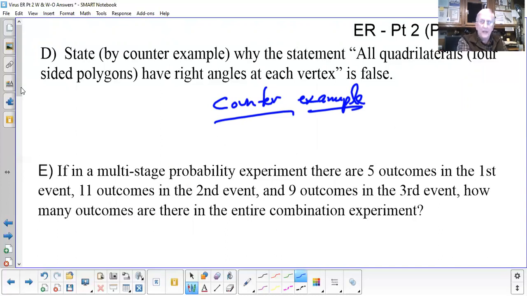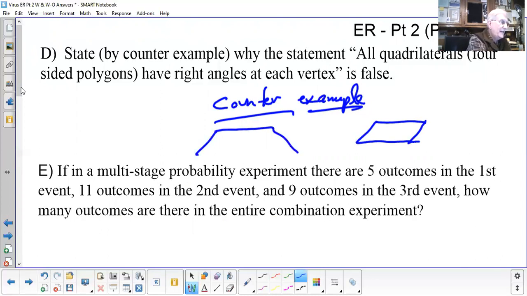Well, are parallelograms all filled with right angles? No, they are not. So that would be a perfect example of a quadrilateral that doesn't have all right angles. How about a trapezoid? Let me sketch a parallelogram here. A parallelogram would not have it. A trapezoid would not have that situation. Very poor illustrations, but you get the idea. Therefore, you just need to pick a counterexample. Don't forget that term when you come to take the final exam.